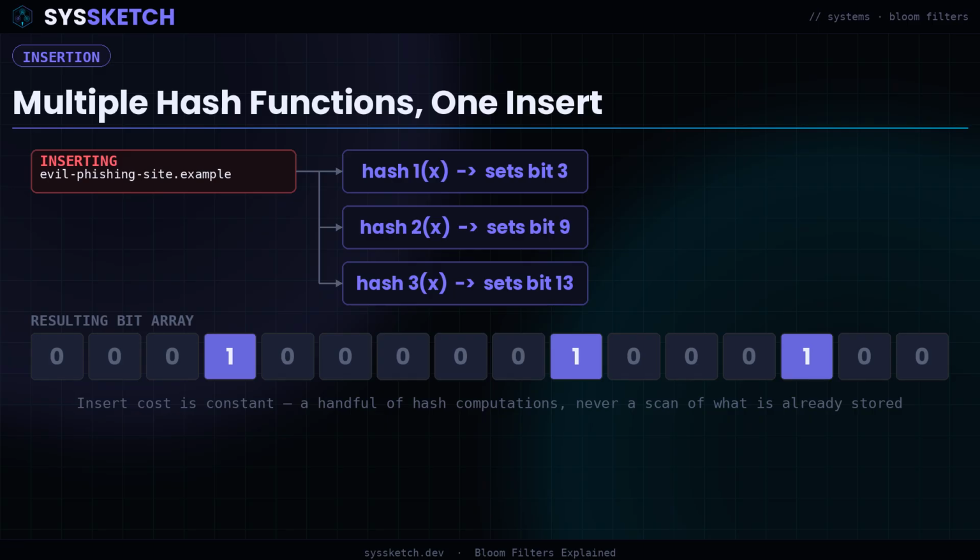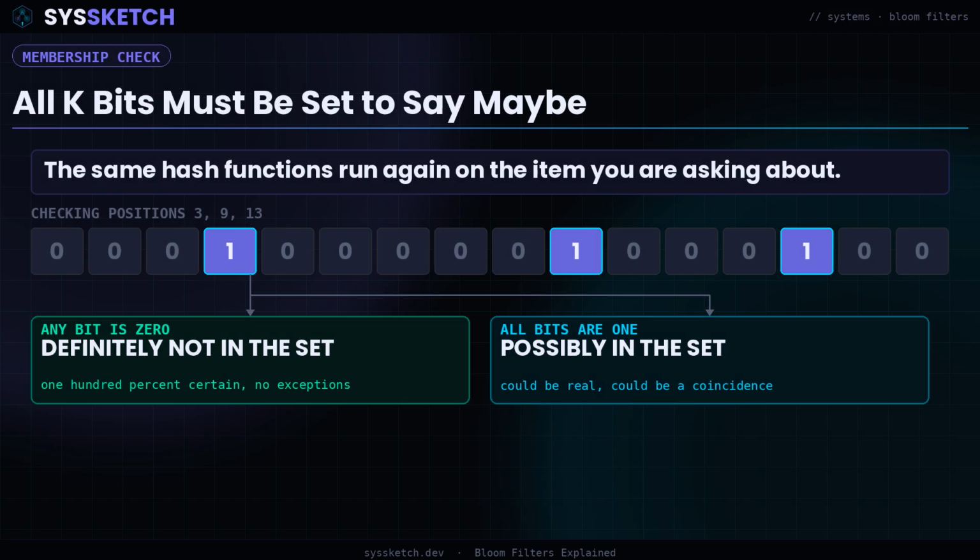Insertion never touches the original item again after this step, and it never grows the array no matter how many elements you add. A filter built for 100 items and a filter built for 100 million items take up exactly the same amount of memory, as long as they were sized correctly up front. The only real cost of an insert is computing a handful of hash values, which takes constant time regardless of how full the filter becomes.